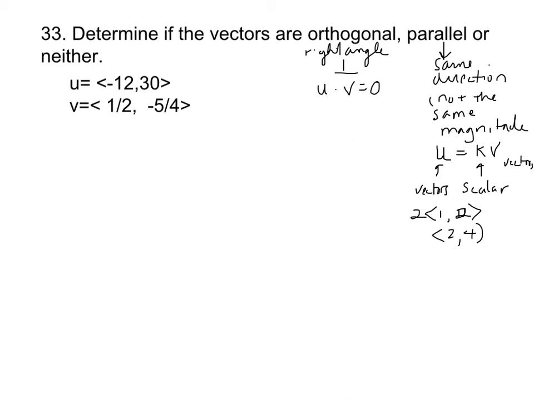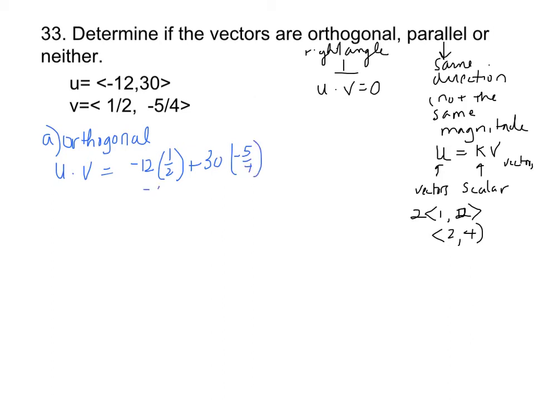The first thing I want to check is for orthogonal. So I'm going to take the dot product, u dot v. So that takes negative 12 times a half plus 30 times negative 5/4, and then add them together. So I have negative 6 plus 65 over 2, I think is what that is. Obviously not equal to 0, so it is not orthogonal.